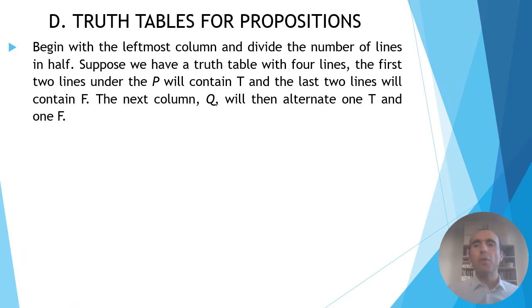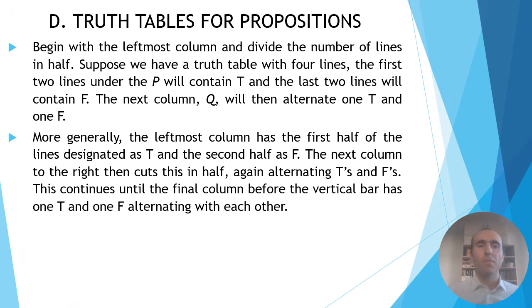Once you know the number of lines of the truth table, begin with the leftmost column and divide the number of lines in half. Suppose we have a truth table with 4 lines. The first 2 lines under the P will contain T, that stands for true, and the last 2 lines will contain F, that stands for false. The next column, Q, will then alternate one T and one F.